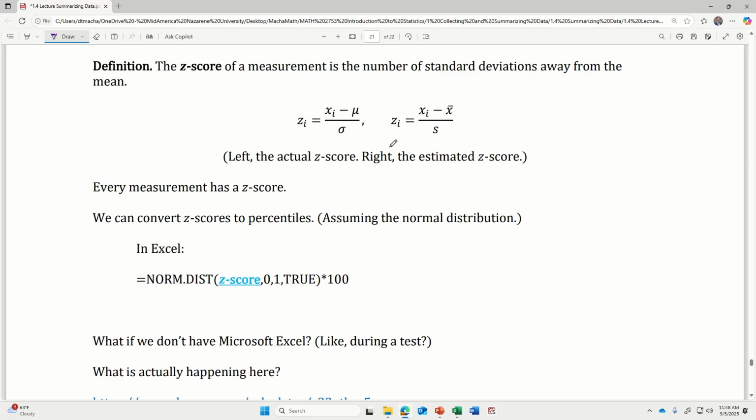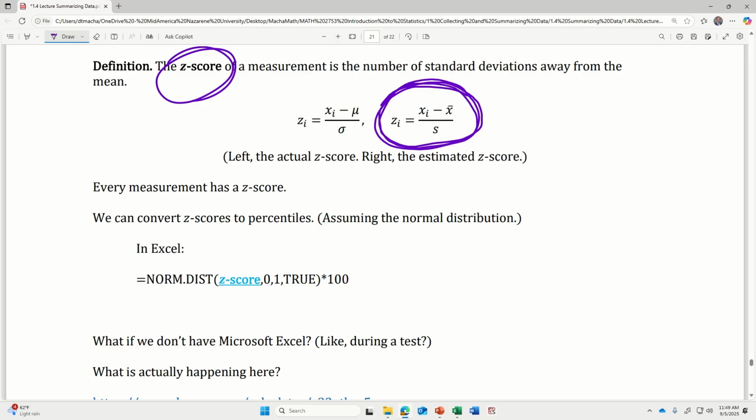And we're getting pretty close to the end of the notes I have prepared for today, but there's still some more left. This is what we call z-score. This is our new vocab word. Every measurement from our data set has a z-score. And I've given you two formulas for a z-score. The one on the left is what the measurement's actual z-score is. But we're never, ever going to use this formula.